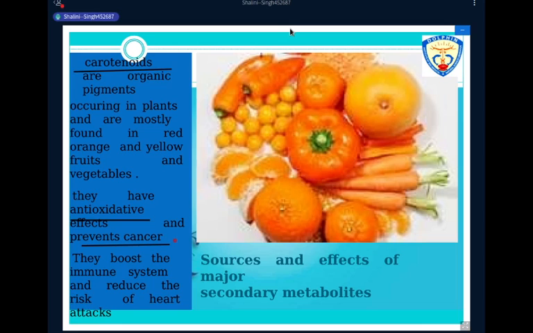So if you are consuming enough antioxidants, these antioxidants in your body can fight with free radicals and your cells will not be damaged. Your cells will remain healthy. They will not have the effect of the free radicals and their amount can prevent cancer also. They boost your immune system and reduce the risk of heart attacks. So consume a lot of orange, yellow, red fruits and vegetables to have more carotenoids.